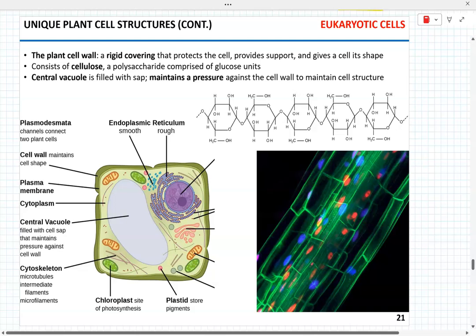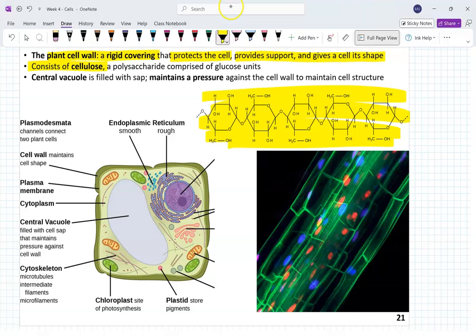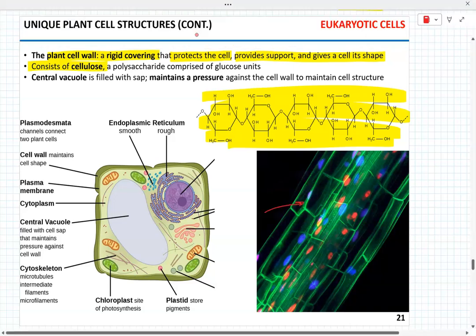Plant cells are also surrounded by a rigid cell wall. It protects the cell from lysis, provides structural support, and essentially warrants the shape of the cell. The cell wall consists of the polysaccharide cellulose, which is composed of multiple glucose units. You can see the cellulose formula right here. In this image on the right, you can see the cell walls highlighted in green.